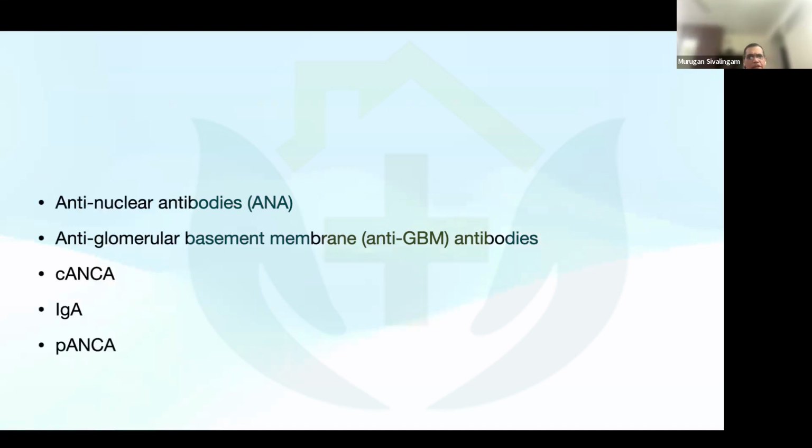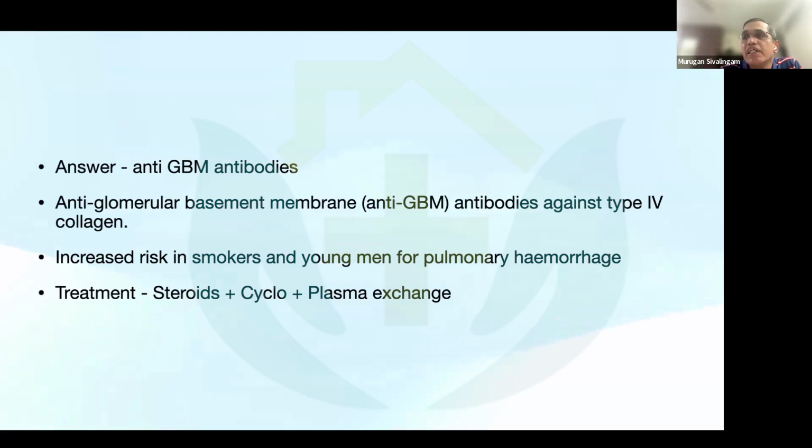Okay, so you know the answer. Here it is: anti-GBM antibodies. Likewise, if it is IgA nephropathy, you will see IgA in the mesangium. Typically they are against type 4 collagen. There's a couple of things to remember with anti-GBM disease: there is a higher risk of pulmonary hemorrhage in smokers as well as in young men. So if given a history of something like a vasculitis, young man, smoker, think whether it could be anti-GBM disease. The standard treatment is plasma exchange with IV steroids and cyclophosphamide. Does that make sense? Do you have any questions on this?